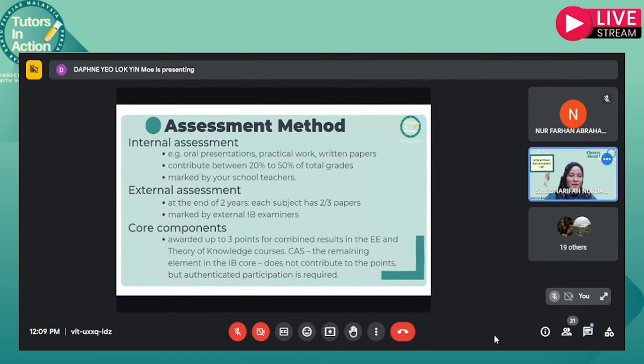As for the core components, this is what I said just now, which is awarded up to 3 points, and there is a certain grading system to it, which is kind of hard to understand. So only if you are interested in pursuing the IB, then maybe you can look into it. Okay, next slide. Estimated cost.